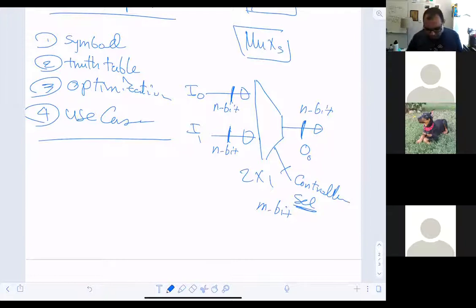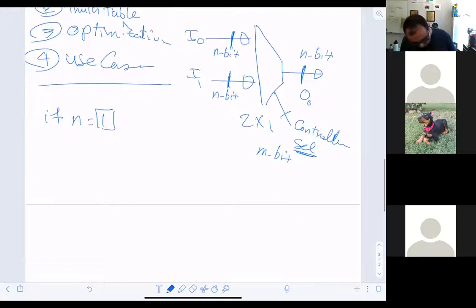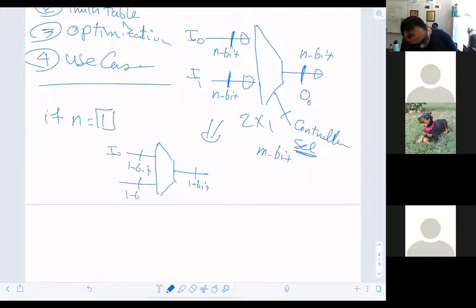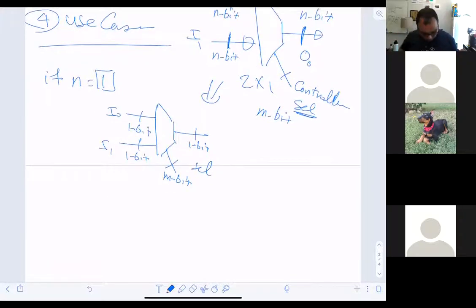Now if I assume that n is equal to 1, that means 1 bit, right? So this multiplexer is representing a single bit output, a single bit input number 1, a single bit input number 2, and a selector with m bits. I don't know yet what this m is and what select means. So far so good. This is input 0 and here is 1, and so on.